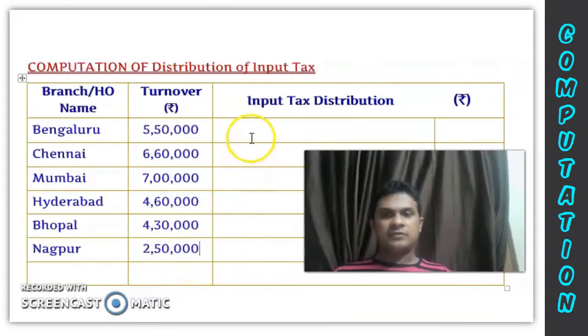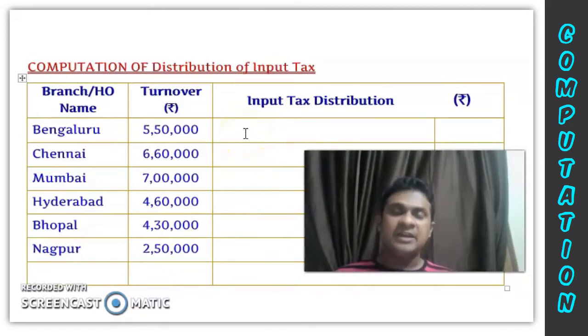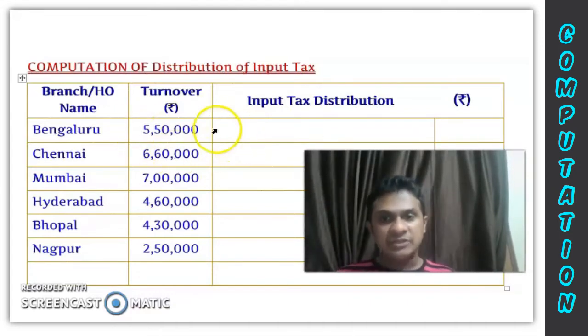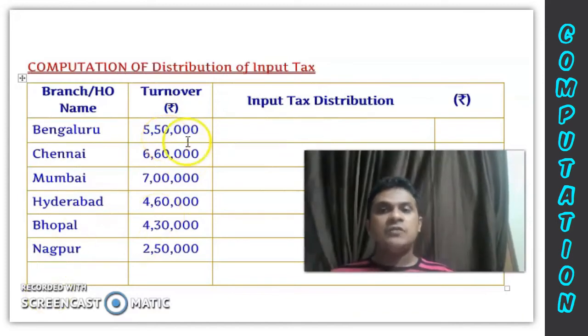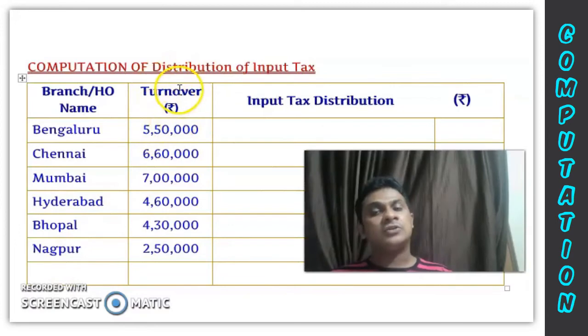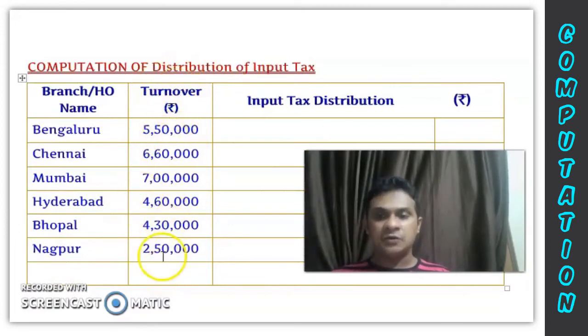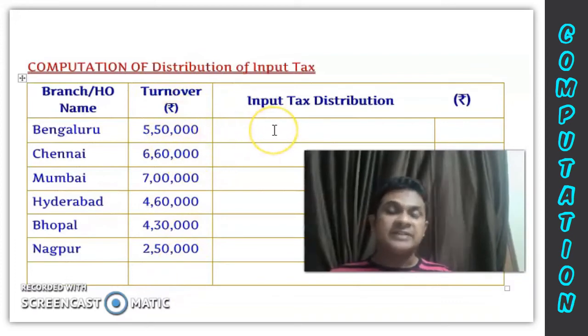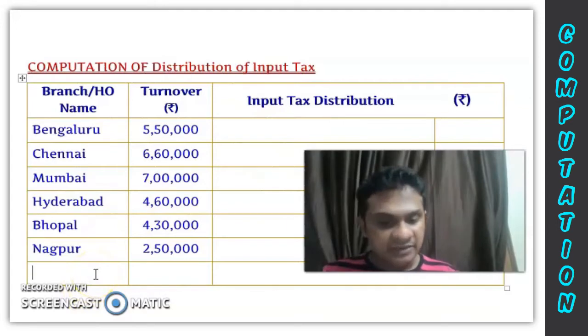So now we have to distribute the input tax. Input tax available is 8 lakh, which is paid by Optimus Limited to Security Solutions. So that 8 lakh has to be distributed based on the turnover ka proportion. For that purpose, what we need to do first is we need to find the total of turnover. Aggregate turnover we have to calculate, and we have to use the turnover as weight to distribute input tax.